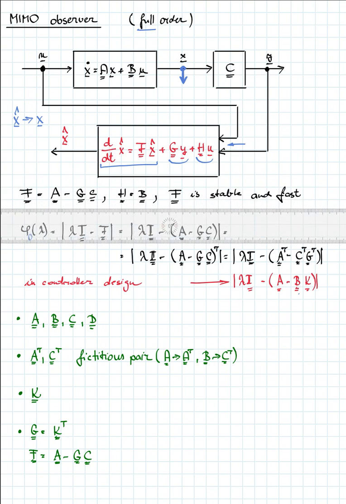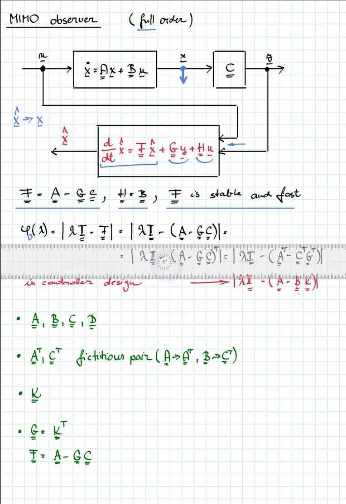And from the SISO systems, we know that F is equal to A minus G multiplied by C. H is equal to B. It is the same as in the SISO systems. And F must be stable and fast. These two properties, stable and fast, can be designed by the eigenvalues of the system, and in this case we are going to work with the observer polynomial, the characteristic polynomial of the observer.